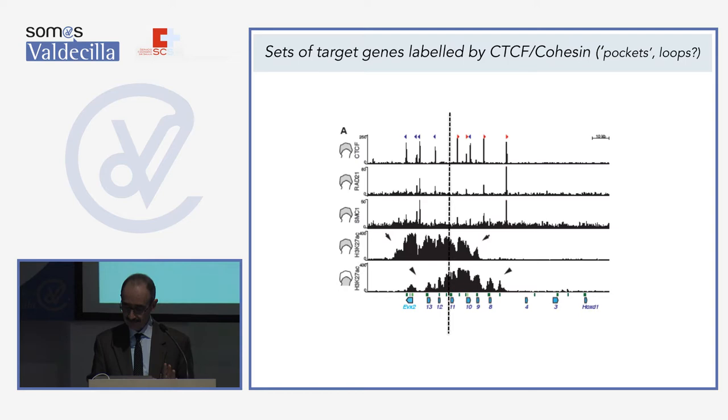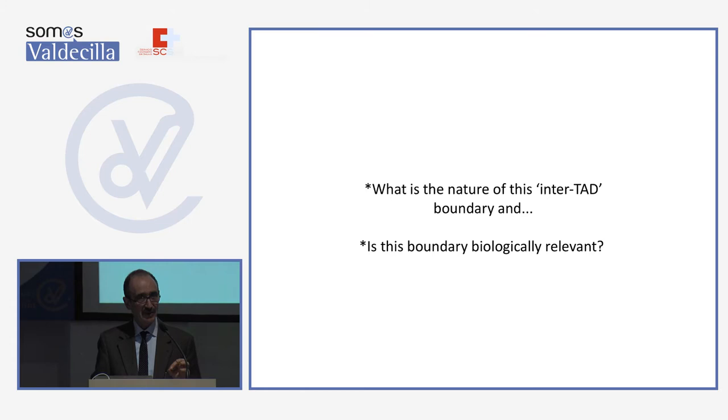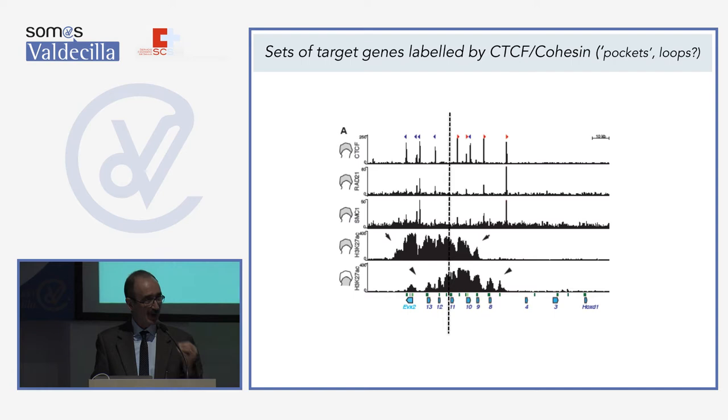Okay. Now, is this boundary biologically relevant? Is it helpful? Does it do something? Is it necessary to have this boundary between these two TADs? Or is this just something that we observe without any importance? And here, I'd like to show you the last complicated slide. So let me tell you upfront the conclusion, so don't be afraid.